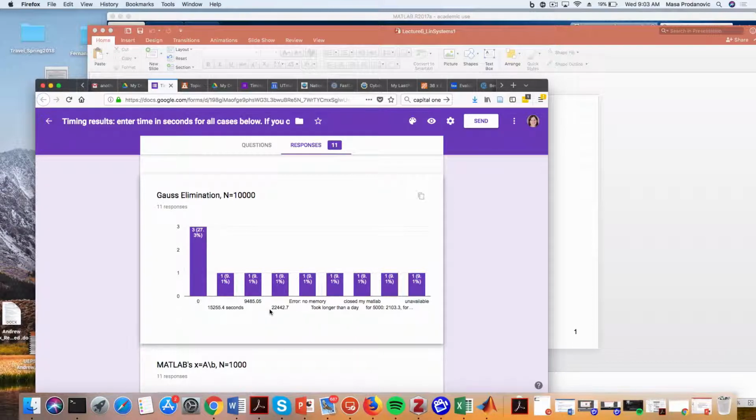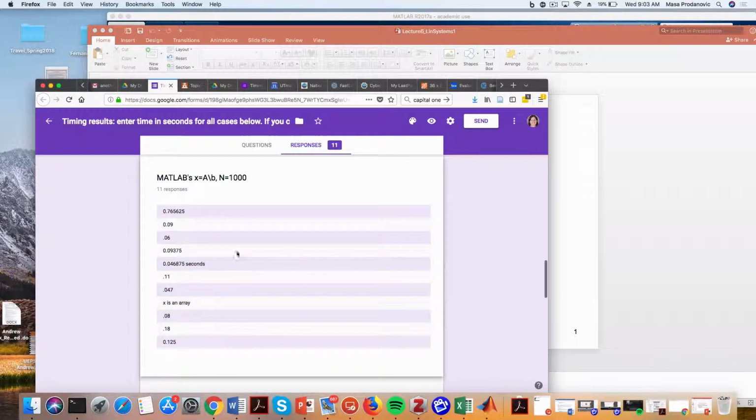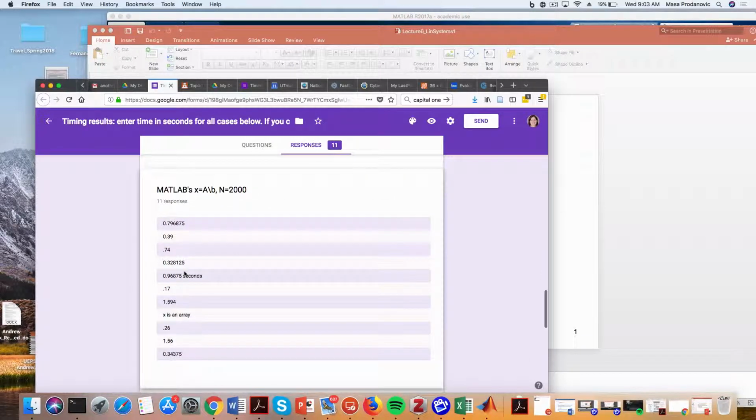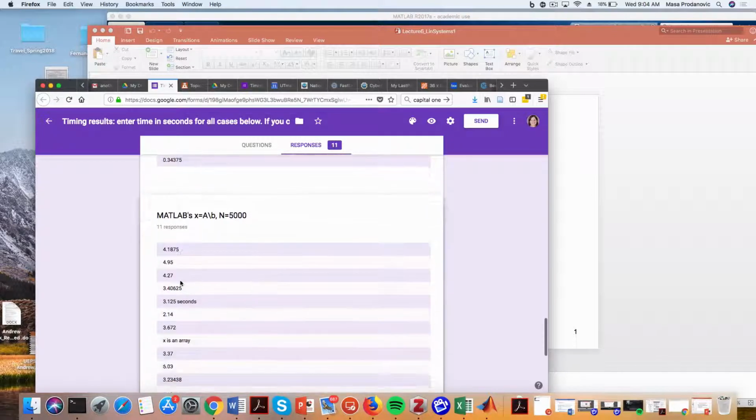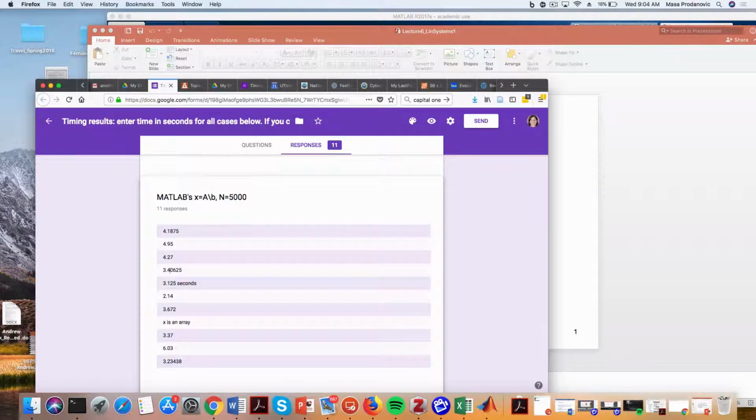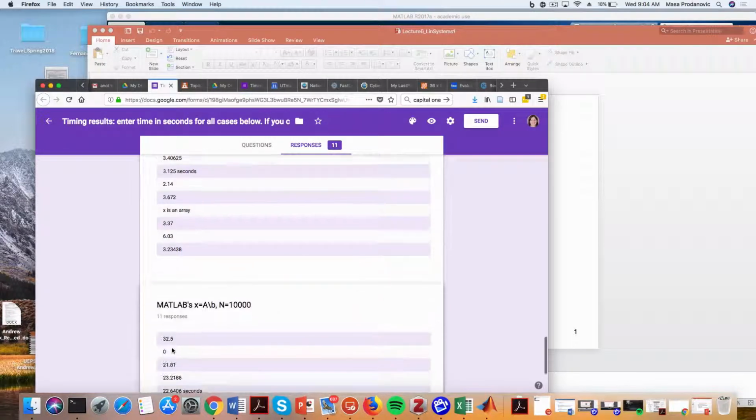Okay. Now let's see how things look when they're actually optimized. This is a split second, let's put it that way, and sometimes into hundreds of splits. Then for 2000, we had somewhere on the order of a second to 2 seconds. Then for 5000, we're pushing up to 6 seconds.